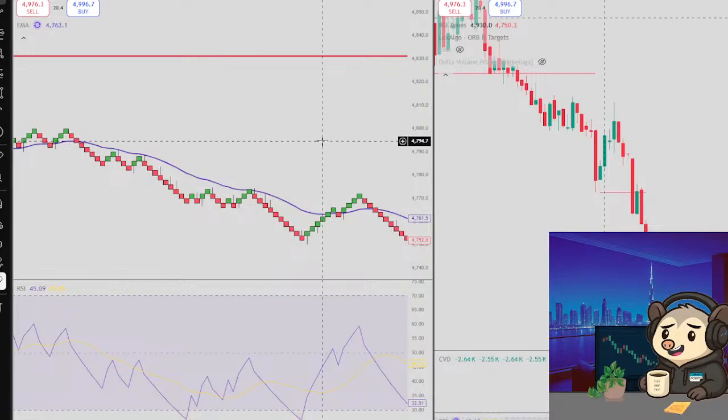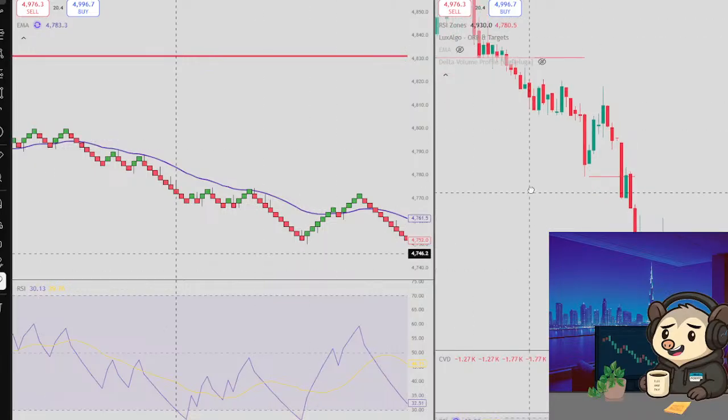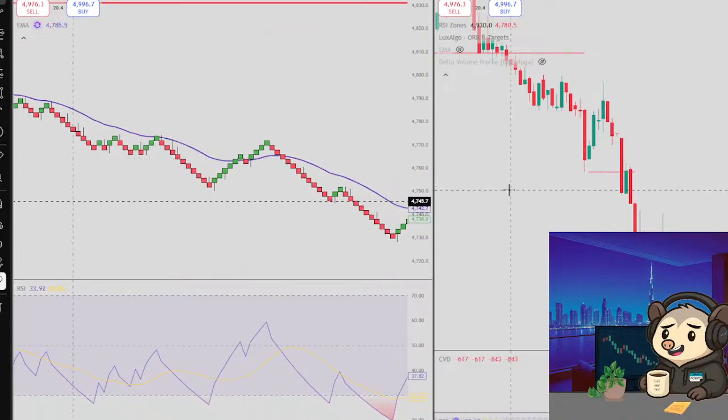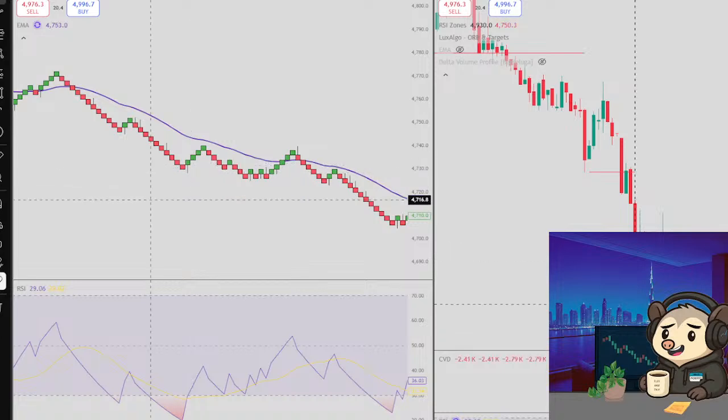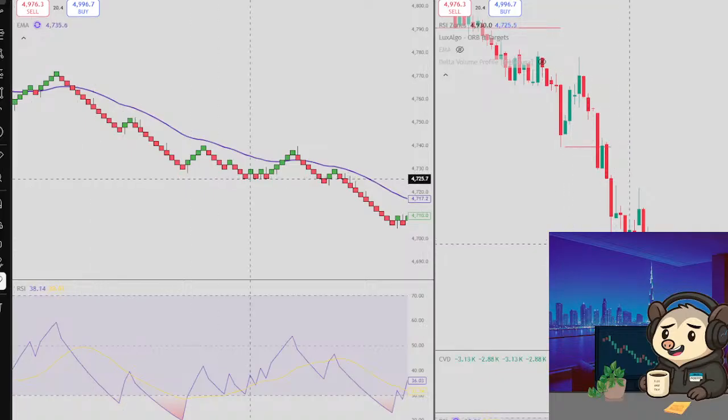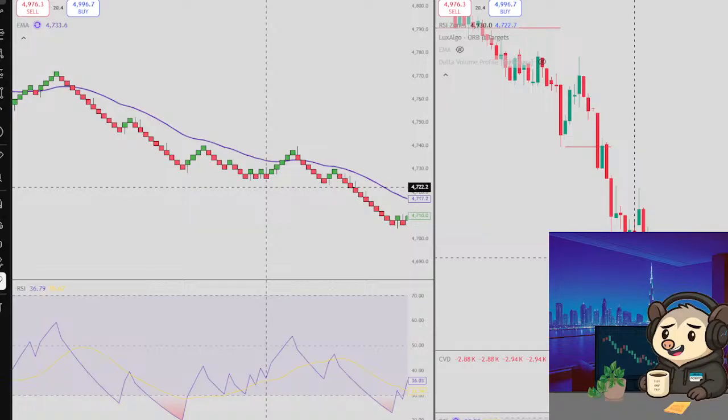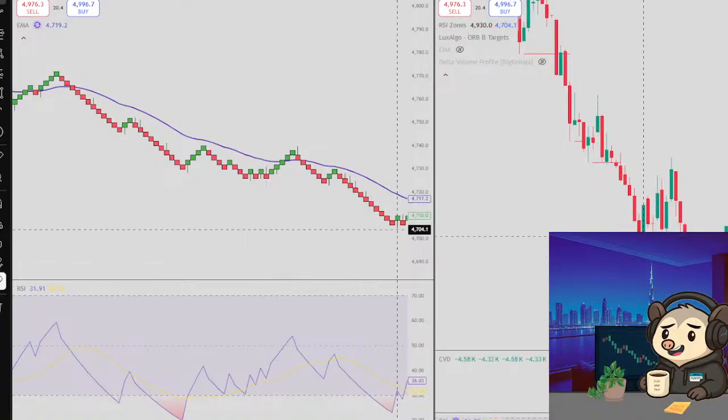Okay, now let's keep going. Here is another instance where we're extremely oversold, and then you get your crossover here. That's 2. This one would not have been 1 because it's already buying. This one, let's see.